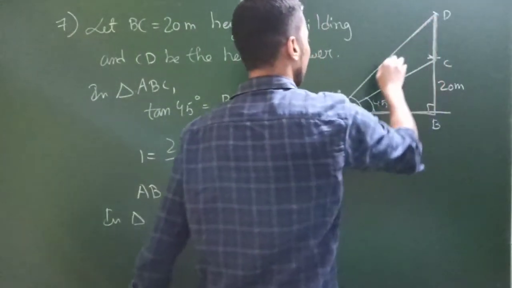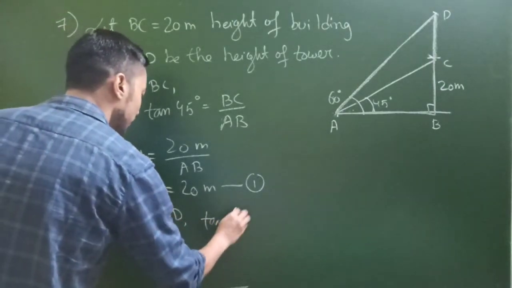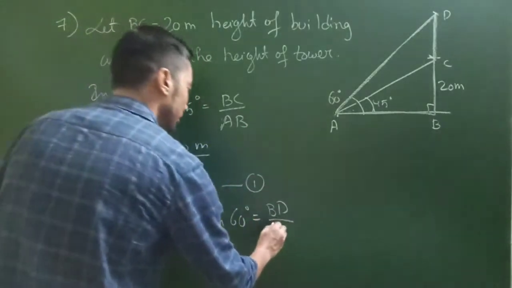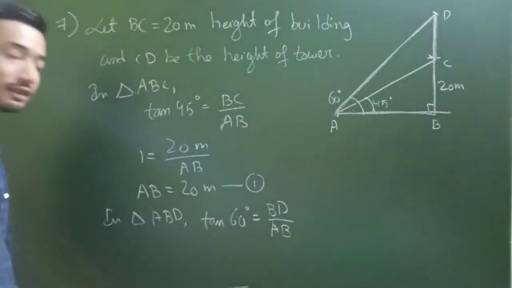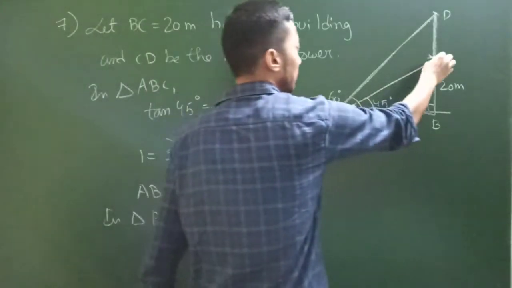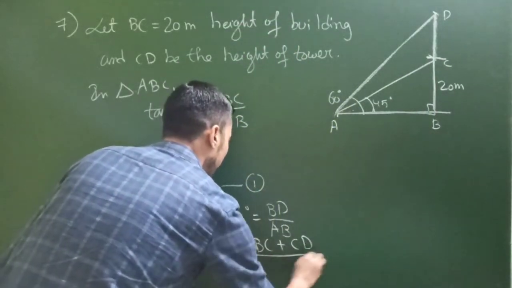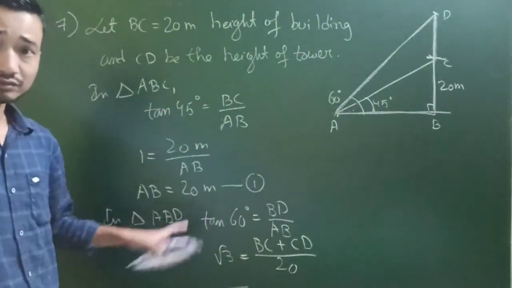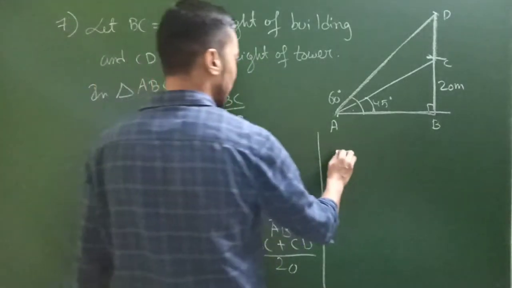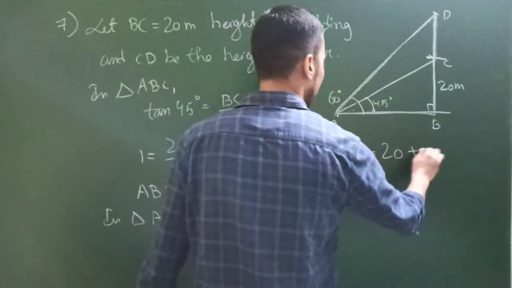Okay, now moving on to the bigger triangle, that is triangle ABD. Again I'll continue with the ratio of tan, that is tan of 60 degree. Tan 60 degree will be equal to BD upon AB. Alright, now tan 60, as we know, is root of 3. BD, of course we can see here, we can write BC plus CD, and AB we have just calculated, that is 20 meters. Okay, so now if we just cross multiply, I will have 20 root of 3 equal to BC, which we already know is 20, plus CD.